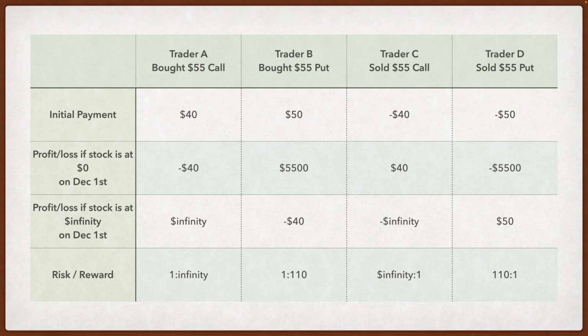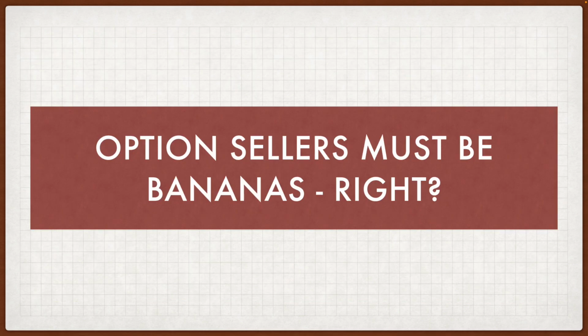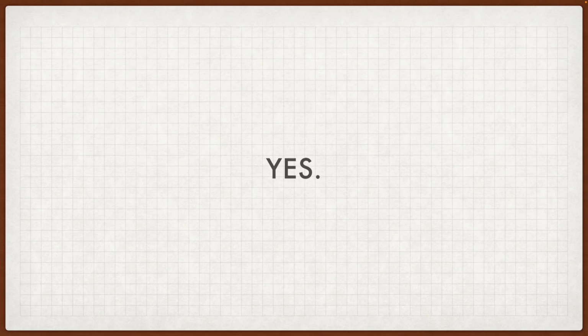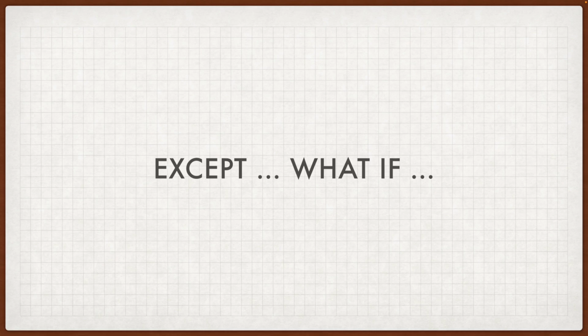Now, trader C and trader D are on the other side of this deal, and trader C loses an infinite amount of money, and trader D loses $5,500. So trader D's worst case is actually a 110x loss, which is going to hurt. So why would anyone sell options? They must be bananas, correct? Yes, if you sell options, you are quite crazy. So read on, and I'm going to tell you why you should do it.